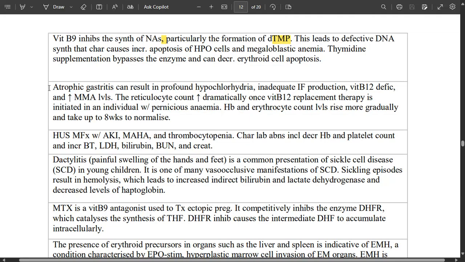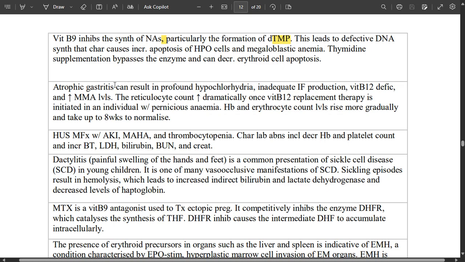Moving to the next point. Atrophic gastritis, where the gastric epithelium, that is parietal cells, intrinsic factor and chief cells, all of them are atrophied, can result in decreased formation of HCl, that is hypochlorhydria, and inadequate intrinsic factor production, that is decreased vitamin B12 activation, and therefore causing vitamin B12 deficiency and increased methylmalonic acid level.